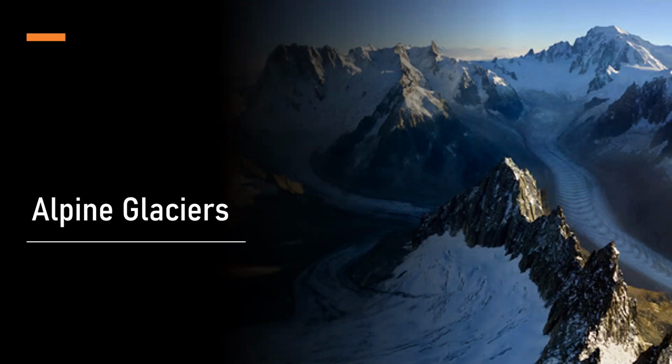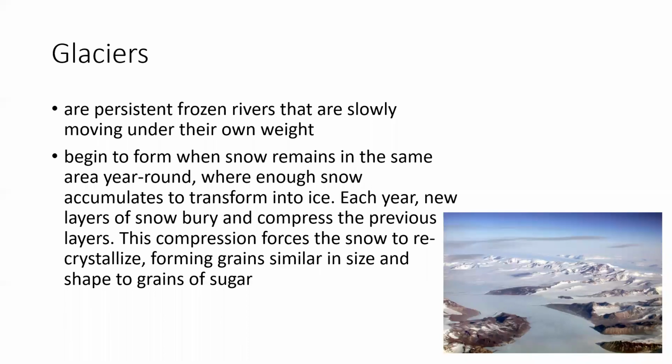Some of you probably already know glaciers are frozen rivers that are very slow moving, but they are moving. They begin to form when snow remains in the same area year-round, where enough snow accumulates to transform into ice. Each year, new layers of snow bury and compress the previous layers. This compression forces the snow to recrystallize. It'll tend to break up again in the lower parts where it meets the rock, and it'll form a sugar-like grain.